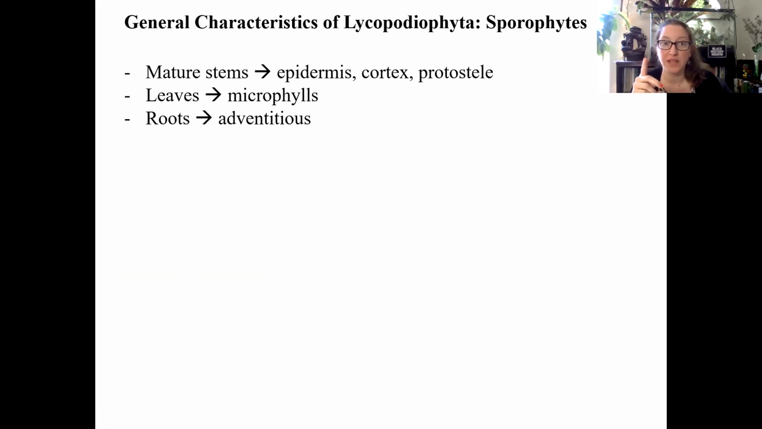We talked about some of these things last time, right? So the stems have an epidermis, a cortex, and a protostele. Remember, the protostele is that solid cylinder of xylem and phloem. The lycopods also have microphylls, which we talked about last time, a small leaf with a single vein. And they have adventitious roots, which means roots that grow off the stem.